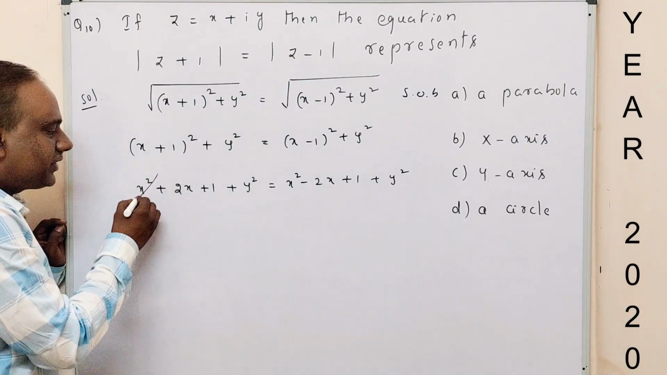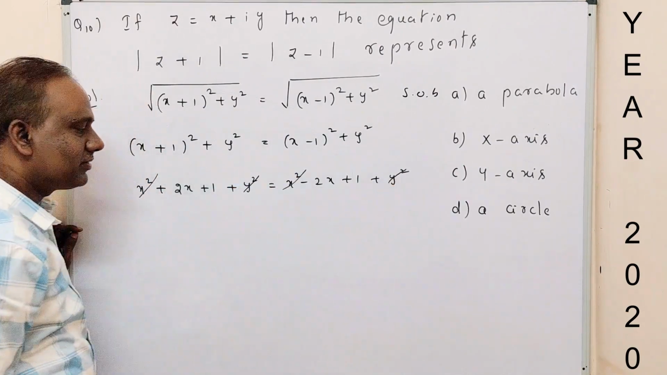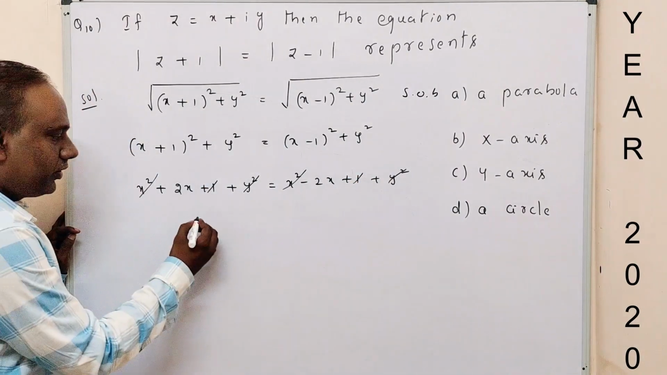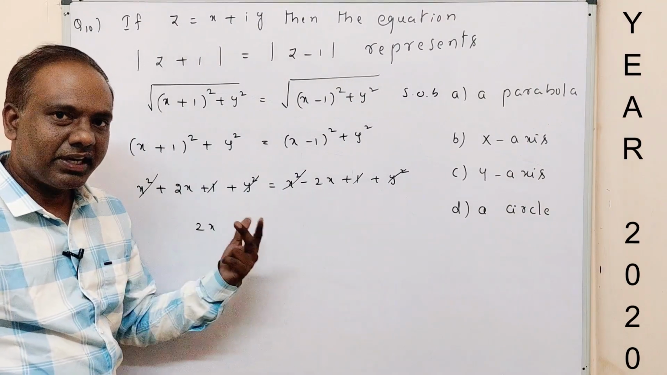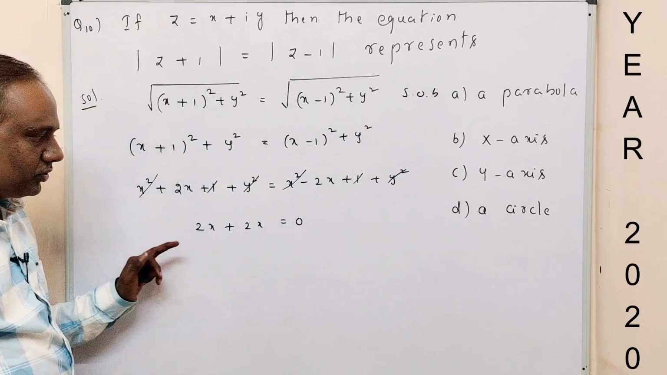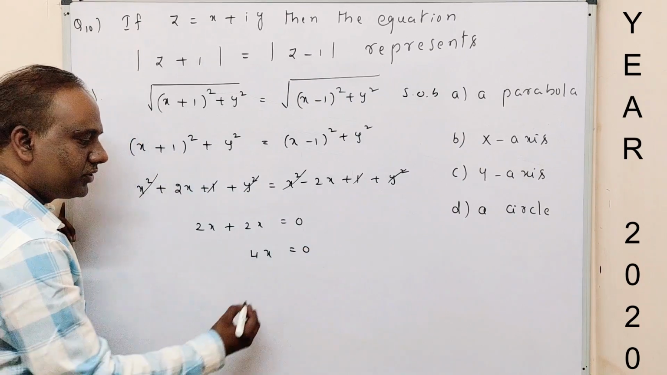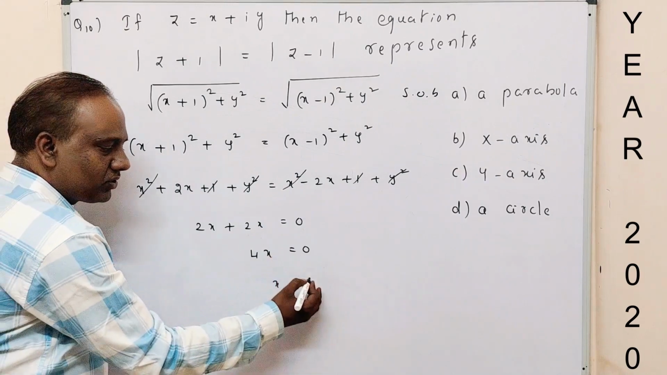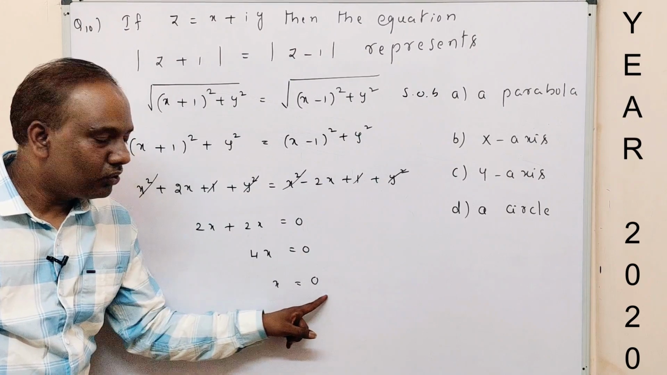So here x square and x square cancel, y square and y square cancel. So plus 1 and plus 1 also cancel. So here 2x, it is minus 2x now. Please take left side. So it becomes plus 2x is equal to 0. So 2x plus 2x is 4x is equal to 0. So x is equal to 0 by 4. Please you take right side. So 0 by 4 is 0. So x is equal to 0 now.